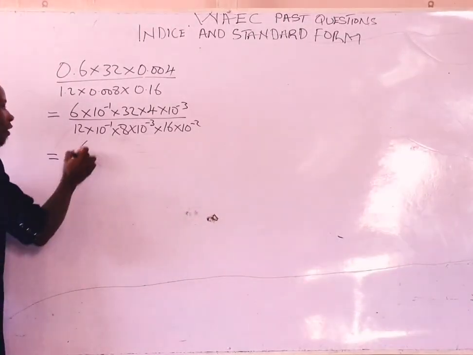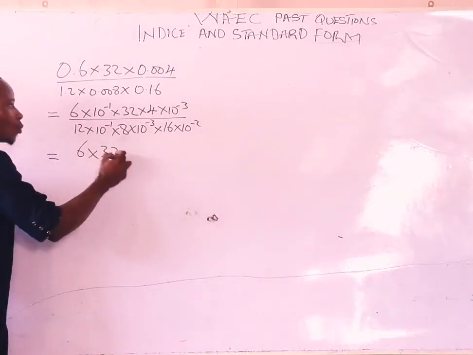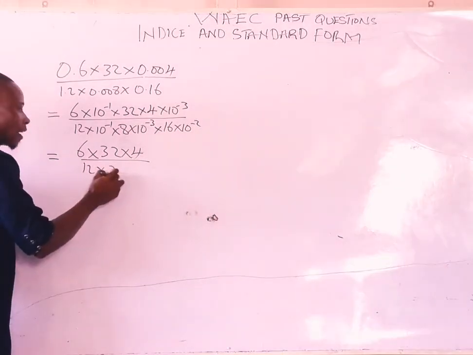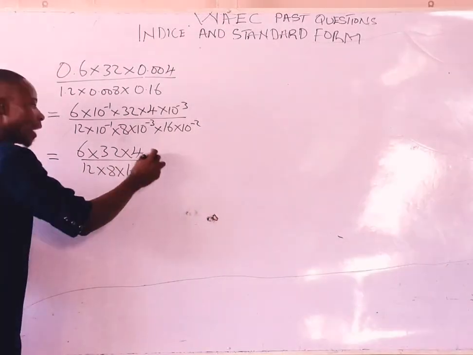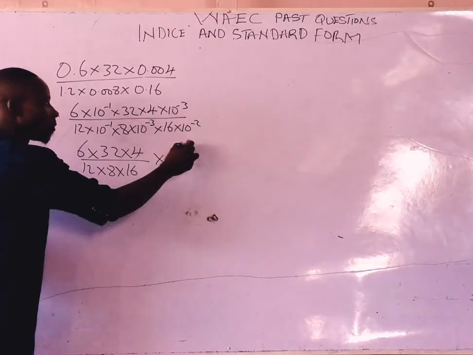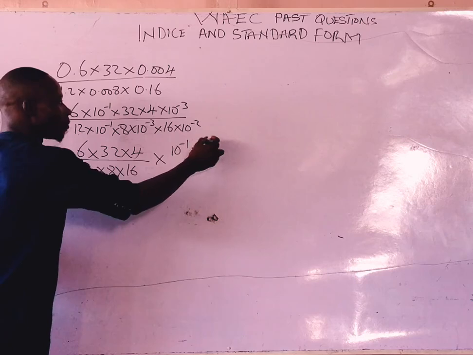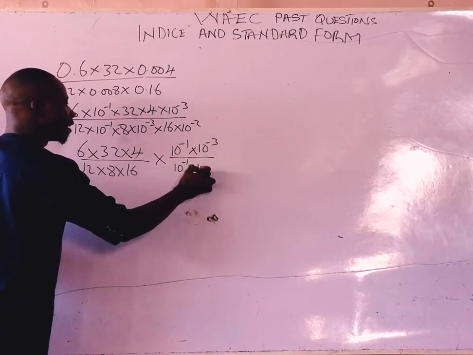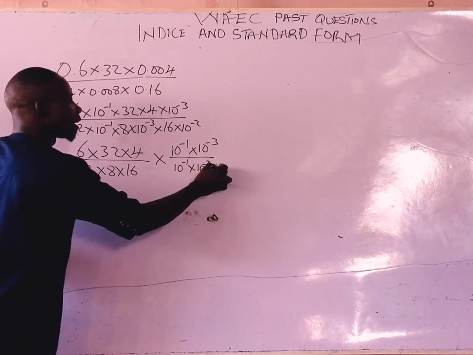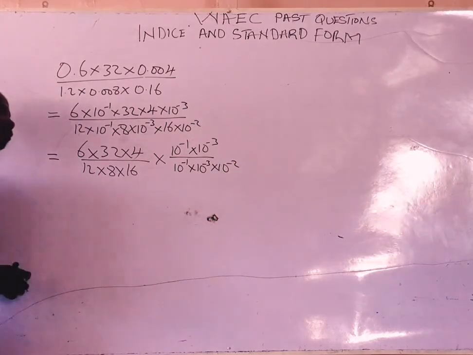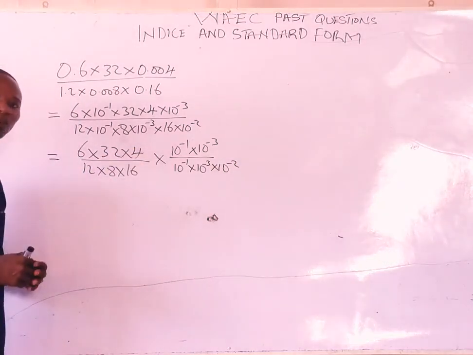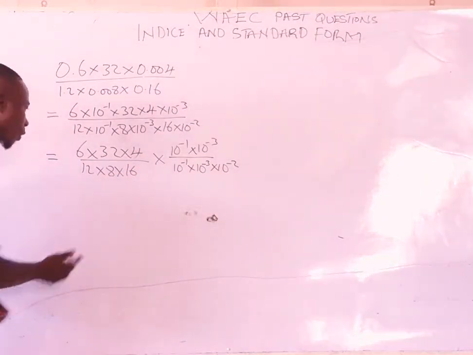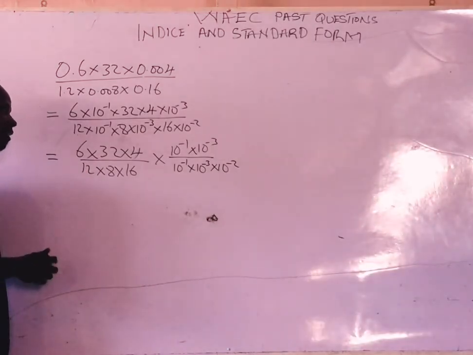So this will be equivalent to, we can rearrange this one so that those powers are separate. So this is 6 times 32 times 4 all over 12 times 8 times 16, and then 10 raised to the power of minus 1 times 10 raised to the power of minus 3, all over 10 raised to the power of minus 1 times 10 raised to the power of minus 3 times 10 raised to the power of minus 2. You can solve it in different ways. Having gotten this, we can do some cancellation.